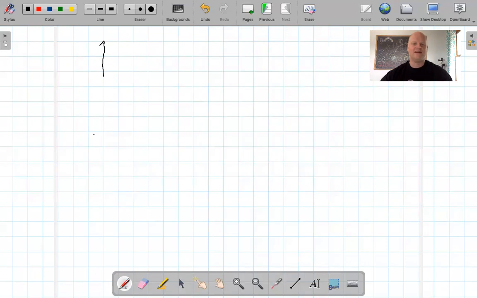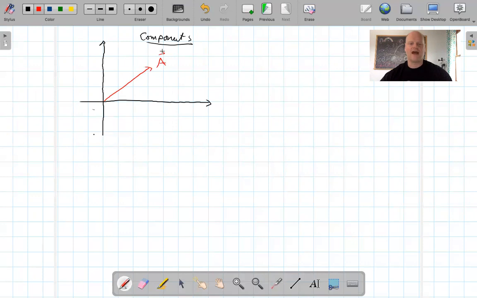vectors together. So a better way to add vectors together is to actually break it down into what are known as components. So let's look at vector components. So what are vector components? Well, a vector component is you draw some sort of coordinate system. And again, we would draw our vector. So let's say here's our vector A.